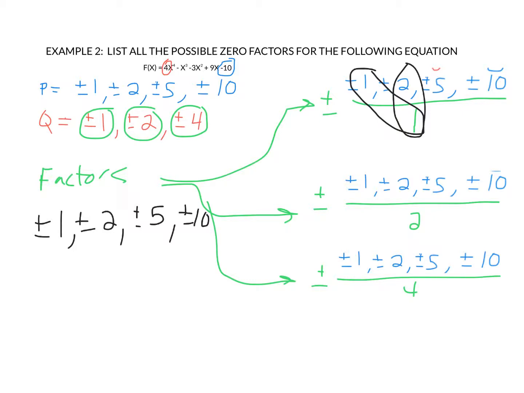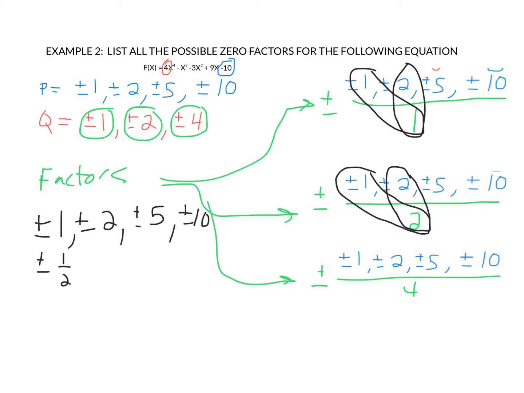Okay, but now when it comes to the second one, we're going to have 1 over 2, so plus or minus 1/2. Now here, 2 over 2 is 1. But you can see here that I already have 1 listed. So I don't have to write 2 over 2, because 2 over 2 is 1 and I already have 1. Okay, so I'm going to keep going.